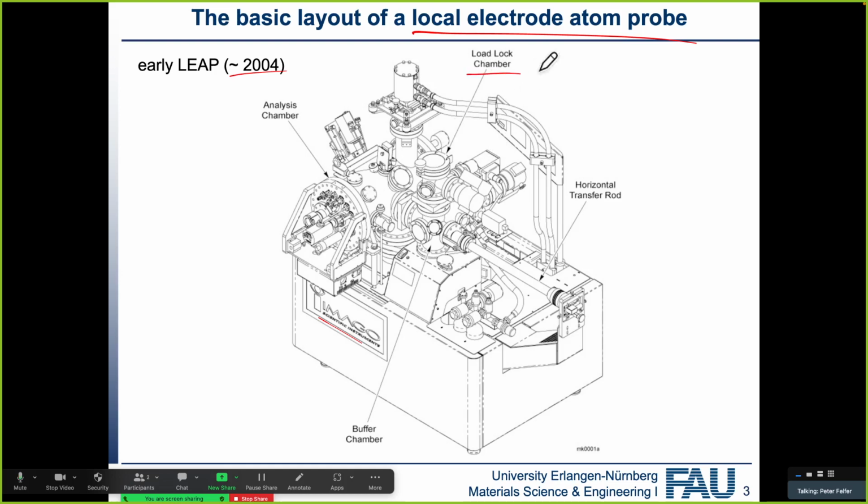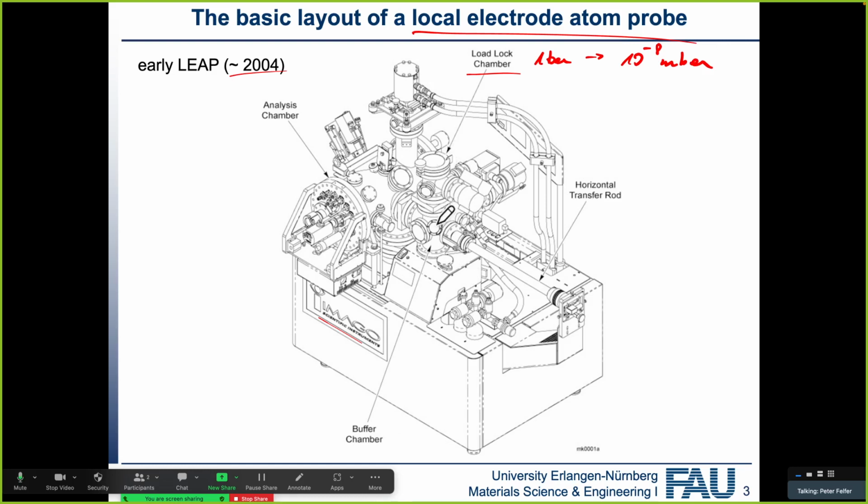So we have a load lock chamber where the pressure goes from 1 bar down to about 10 to the minus 6, 10 to the minus 7, 10 to the minus 8 millibar. Yeah? So you put your specimen in there, and then it goes from ambient pressure to roughly this pressure. Then we have a buffer chamber. Yeah?